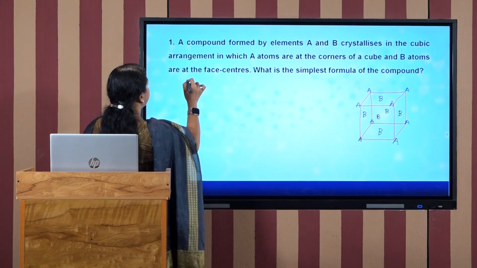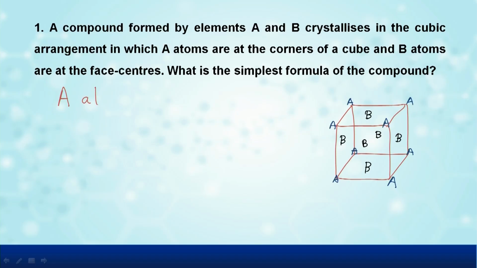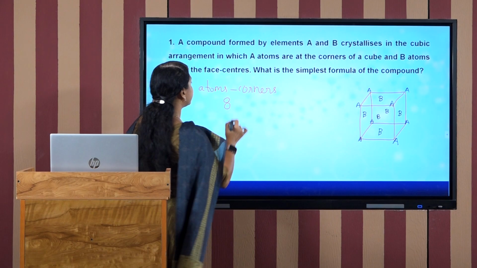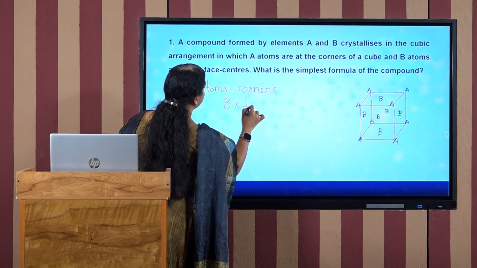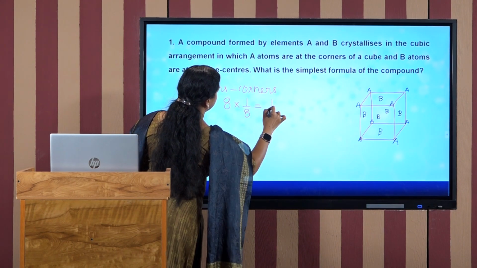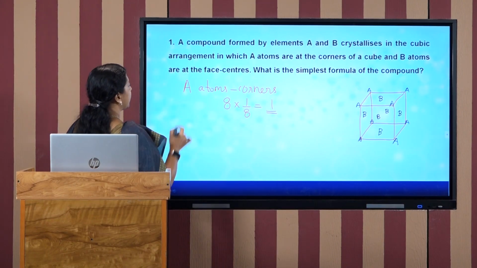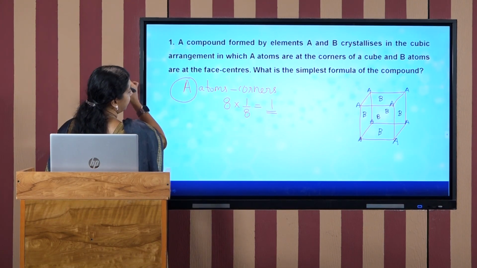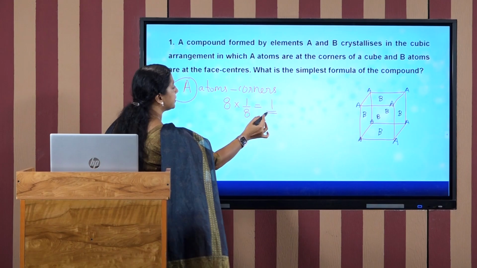So, when A atoms are at the corners, it is of the type of primitive unit cell, atoms at the corners. We have 8 corners, so 8 A atoms. Each A atom will contribute 1 by 8. So, 8 into 1 by 8 is equal to 1. Okay. So, that means the contribution of the A atom towards the unit cell is 1.